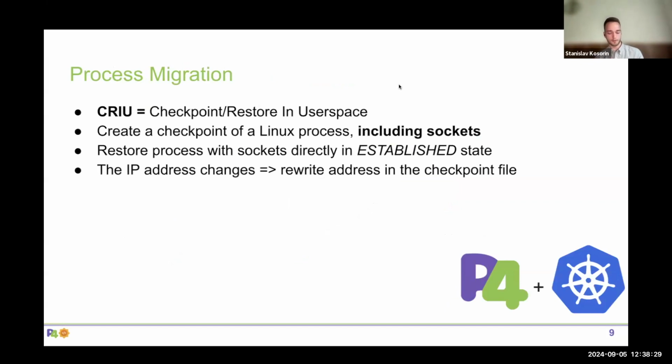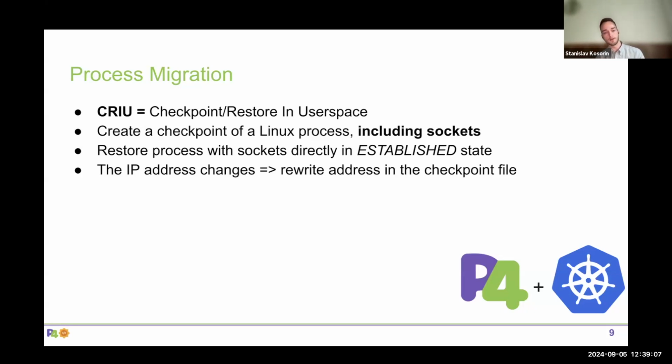So we developed this project very incrementally. First we started with a very simple use case, which is process migration on Linux. Just to explain very shortly how checkpoint and restore works on Linux, usually the best tool is CRIU, which is checkpoint restore in user space. This tool creates a checkpoint of a Linux process, including socket information. And when we restore this process somewhere else on another node or another network namespace, the socket is immediately in established state.